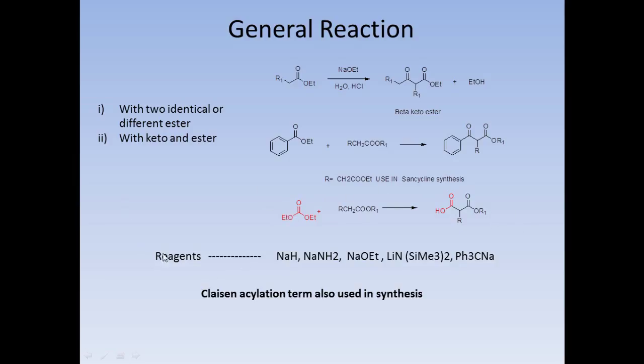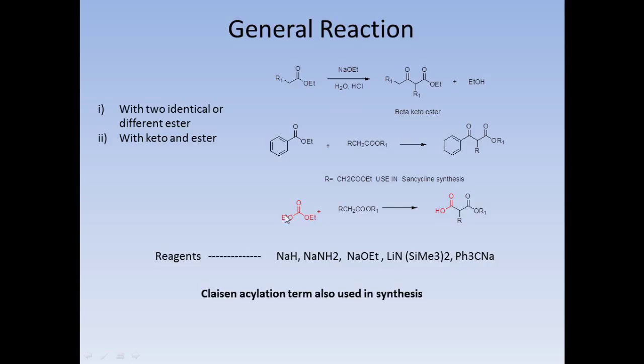The reagents used in the Claisen ester condensation are sodium hydride and sodium ethoxide, but most commonly sodium ethoxide is used as the base under normal conditions. This is the most popular reagent in ester condensation. LDA and t-BuOK can also be used. The acylation can also be used in synthetic utilities.